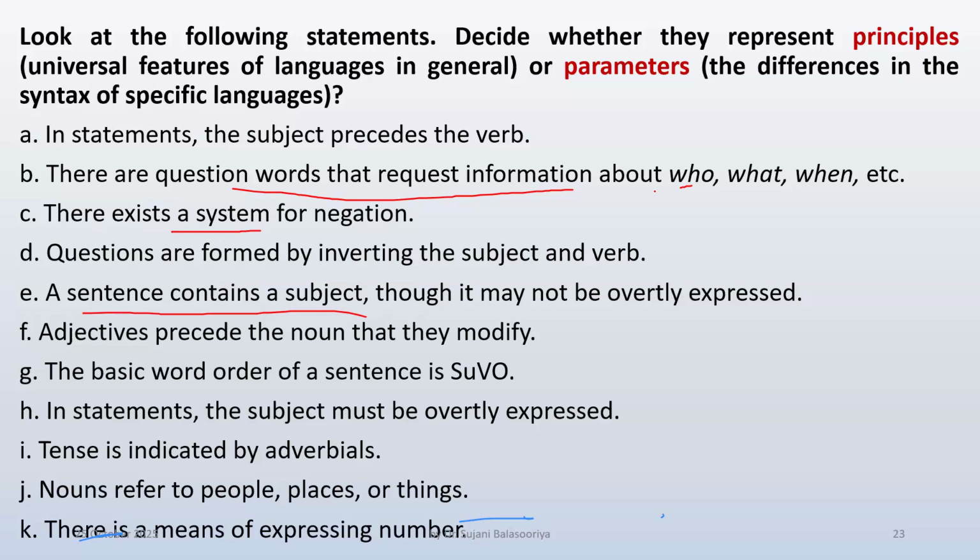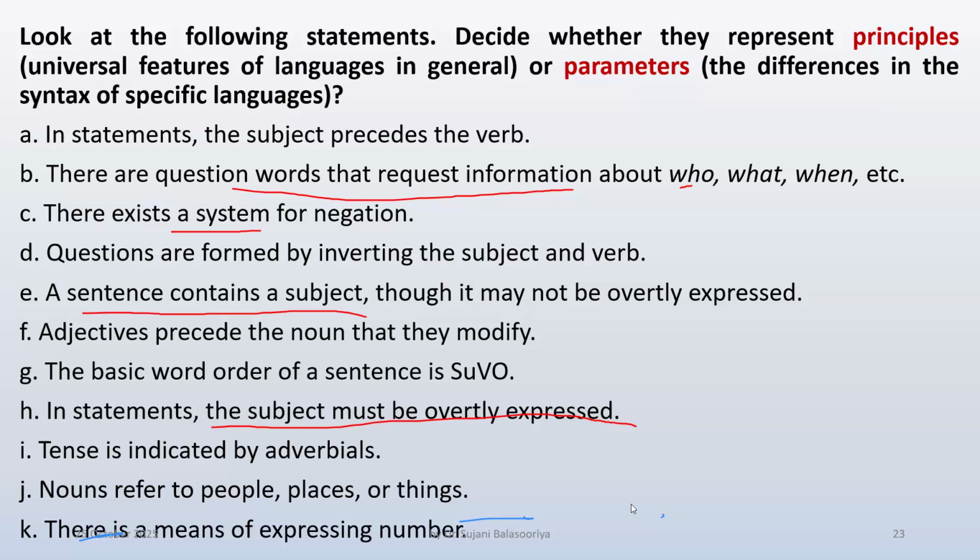Okay, then H: in statements, the subject must be overtly expressed. Now, you have to pay your attention to this part. The subject must be overtly expressed. What about that idea? It is a parameter. Every language we don't find it to be the same. We had that early example also. Right. Then I: tense is indicated by adverbials. That's a parameter, because not every language expresses tense with adverbials. In English, we can express tense with the verb phrase. So it changes from language to language. I is a parameter.